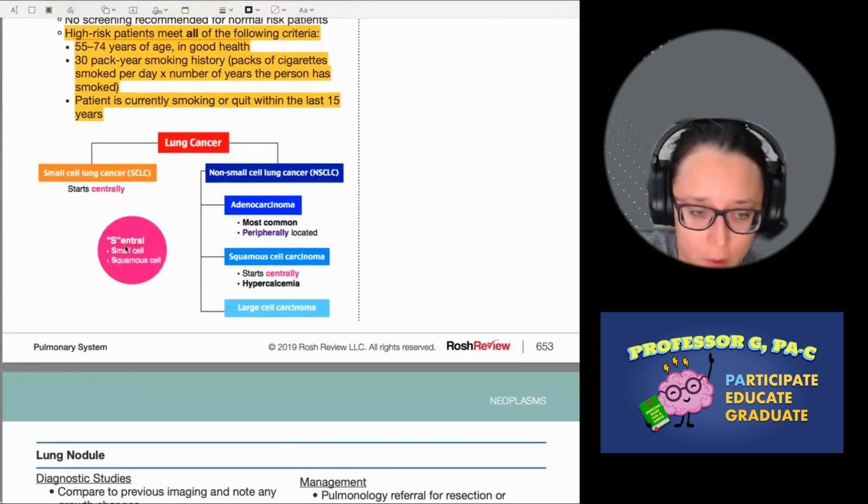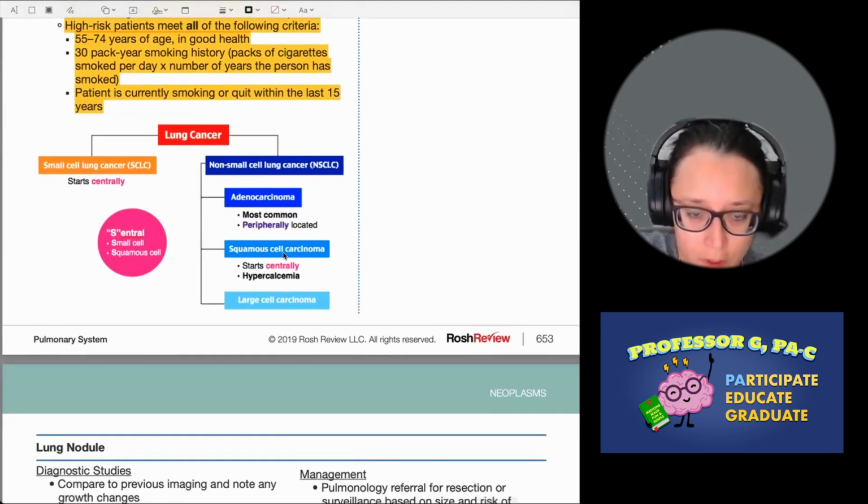So don't forget the small cell and squamous cell are centrally located. Also for squamous cell, don't forget that it has the squamous, so we have hypercalcemia. We also have cavitary lesions.